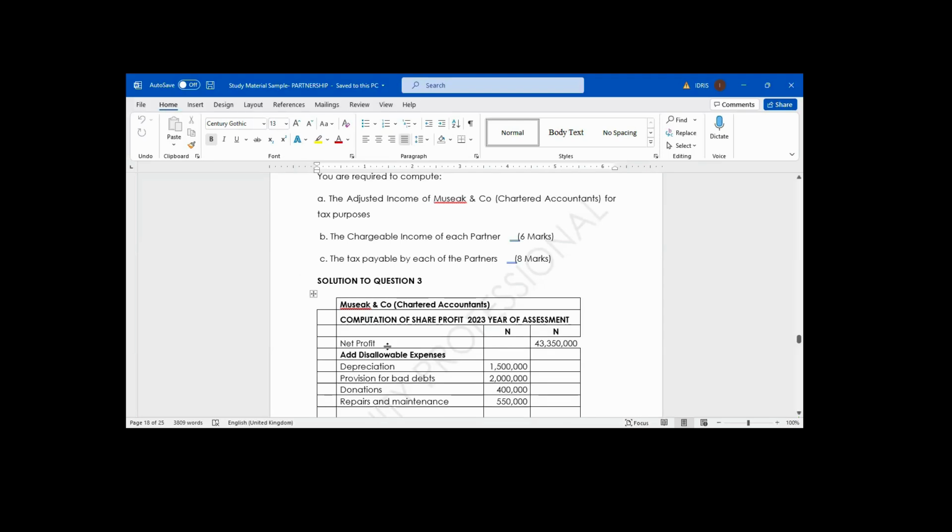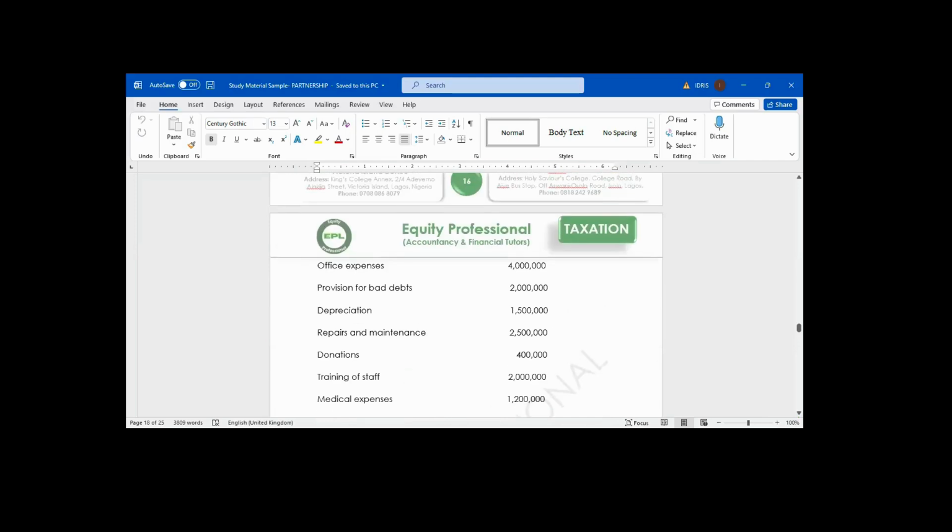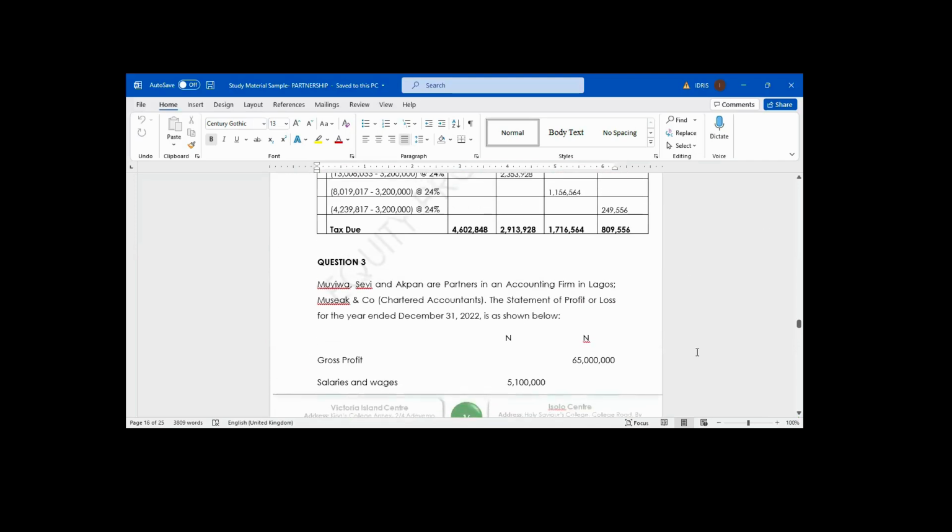So we start with net profit. This is net profit, Abi. We add back disallowable expenses. Let's go and look at the expenses one by one. Which one do you think is allowed? Which one do you think is disallowed?